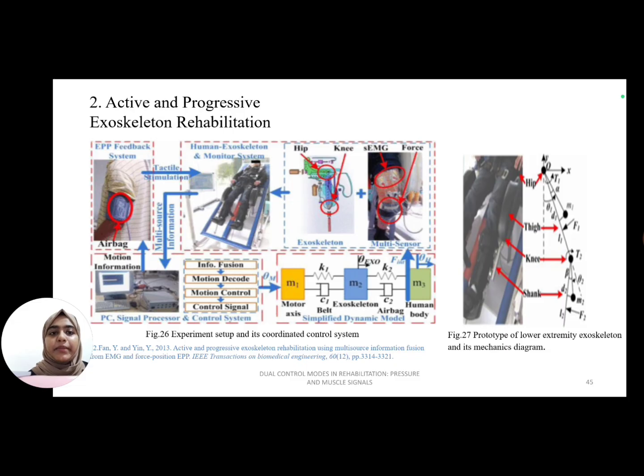So this is an experimental setup and its coordinated control system, and on the other side we have the prototype of the lower extremity exoskeleton and its mechanism diagram.